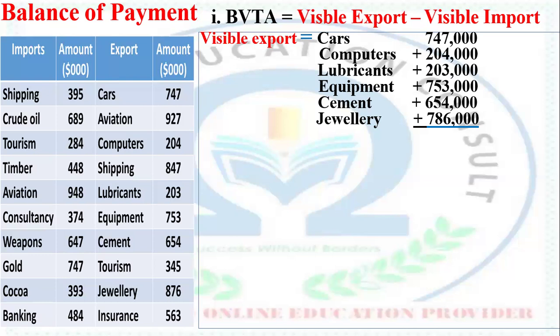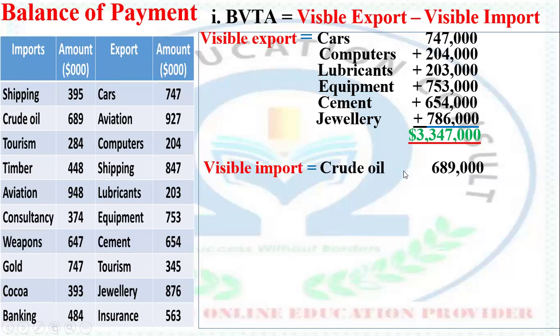So quickly do the computation. Let's see what you will get. Perfect work done. So this is the answer that we get for the visible export, right? Now, the next one is to compute the visible import.